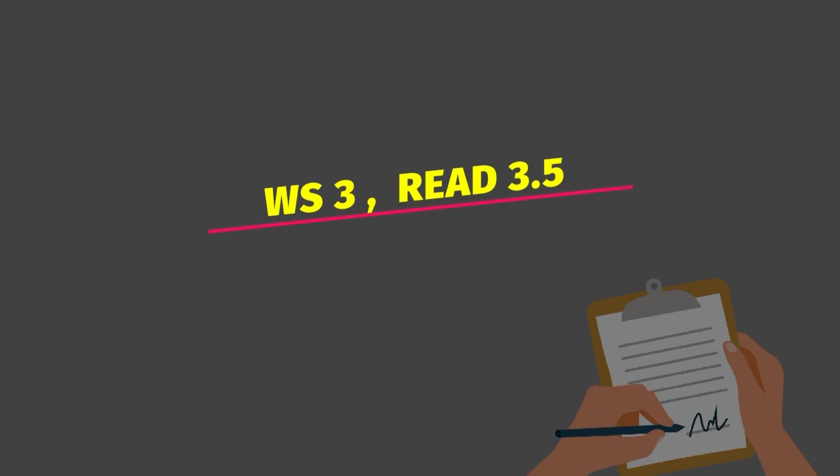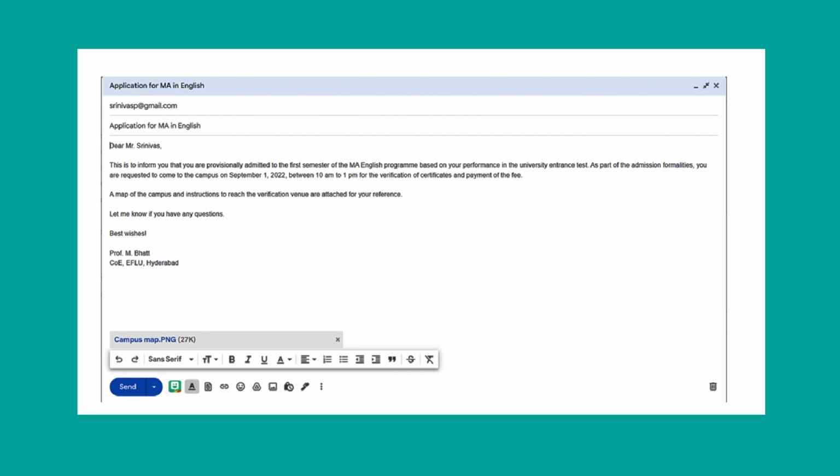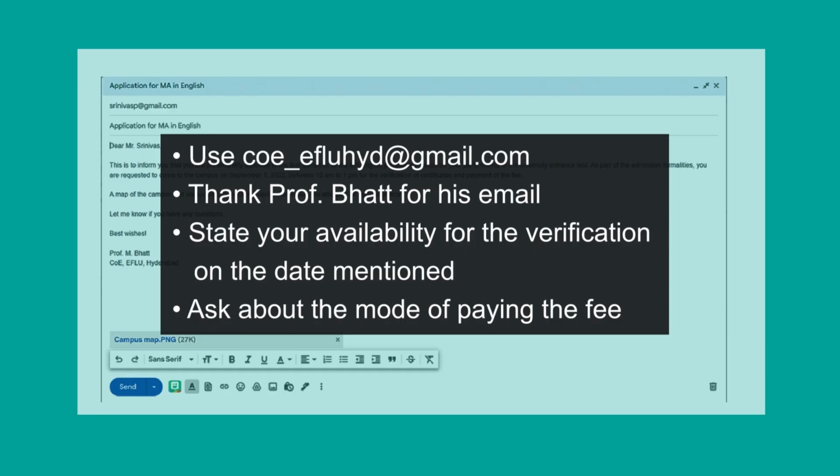The next task, which is 3.5, is replying to emails. Read the instructions and write a reply to the email given in 3.4. Please note the following: use coe.efluhyd@gmail.com. Thank Professor Wirth for his email. State your availability for the verification on the date mentioned. Ask about the mode of paying the fee. I am sure you have written a reply.